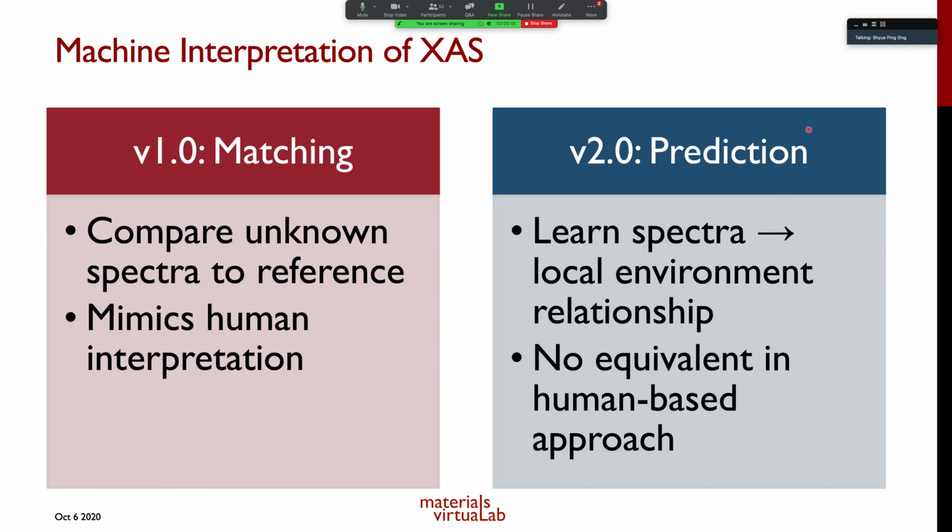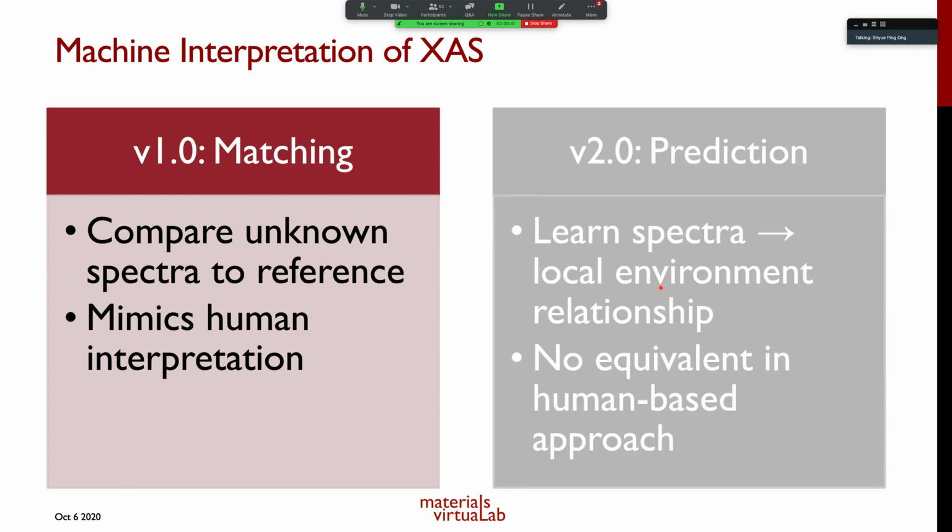Now, in version 2.0, which was just published this year, we actually developed a prediction algorithm. Here we are trying to learn directly what the relationship between the spectra and the local environment is. Can we just directly ask the machine to look at the spectra and say this is vanadium 4+ in an octahedral site, rather than having to go through the process of matching? This is an approach that has no equivalent in the human-based approach.